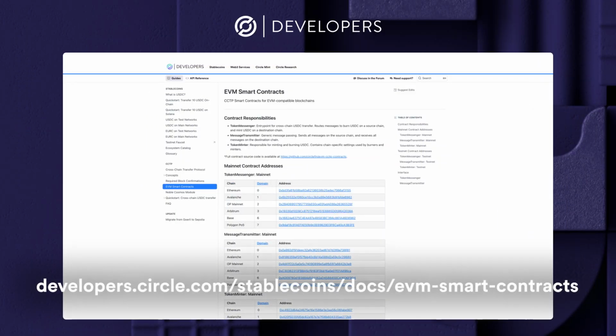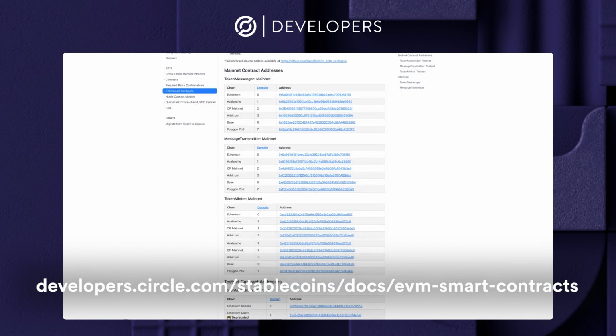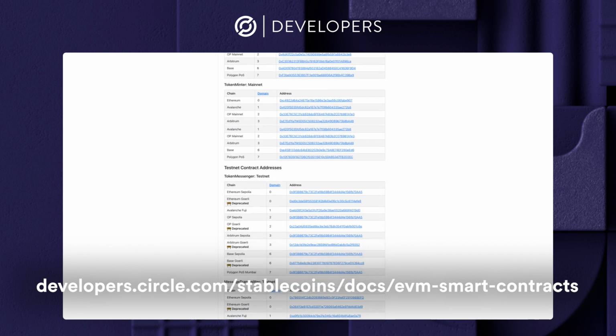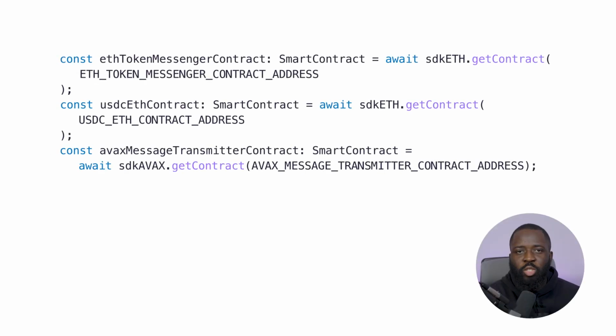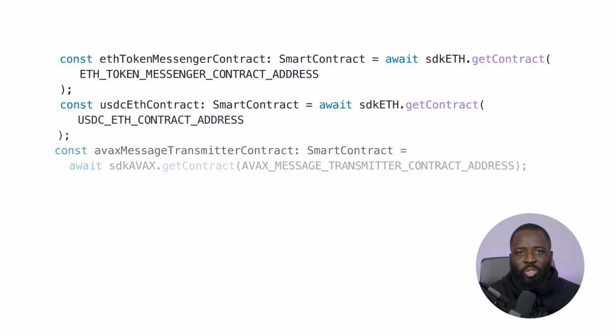You can get the addresses along with other mainnet addresses from our developer documentation, so be sure to check that out. In the code displayed, we are using the getContract method to connect to the smart contract with the addresses that are passed as the parameter of the function.